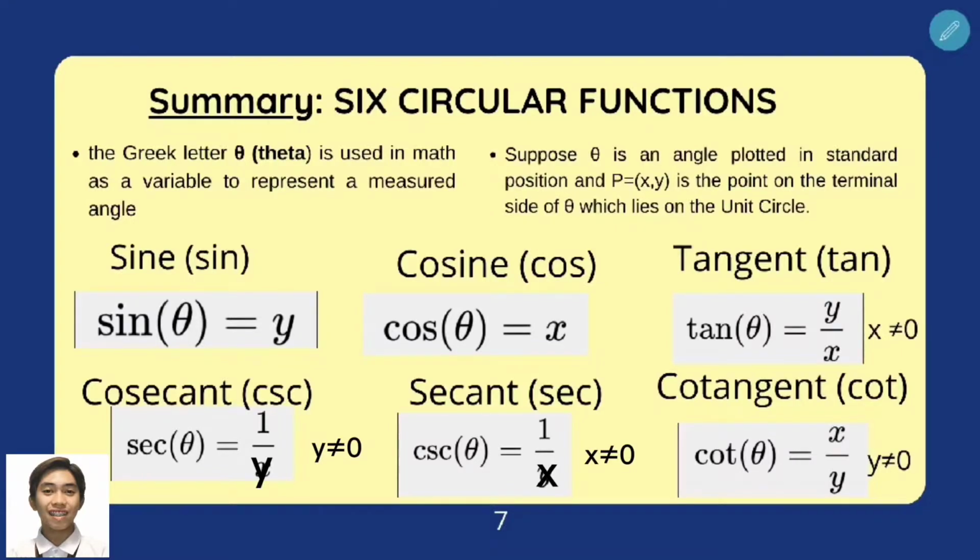And also always remember that when we are dealing with fractions, especially tangent, cosecant, secant, and cotangent, the denominator must not be equal to 0. So if the denominator is equal to 0, the values will be undefined. Lastly, the denominator should not contain any radical sign.